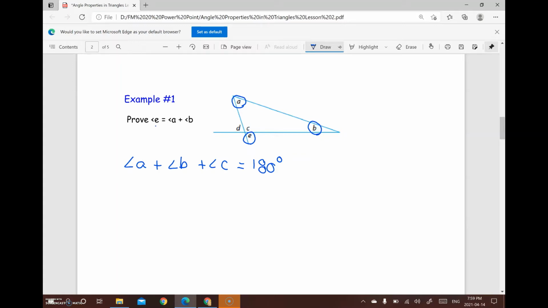Now I need a proof that also includes angle E. I have already angle A and B written down, but I need to include E. So here's my angle E. If I add angle E and C together, that would give me 180 degrees. So I'm going to write that down.